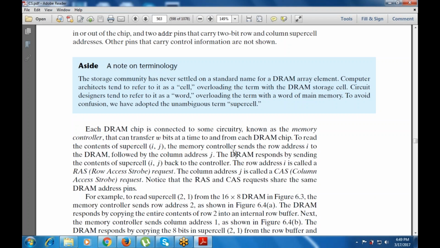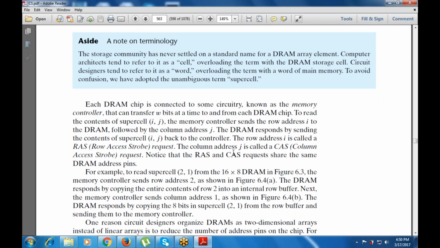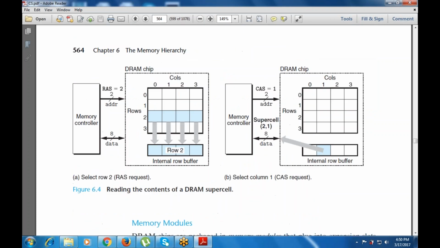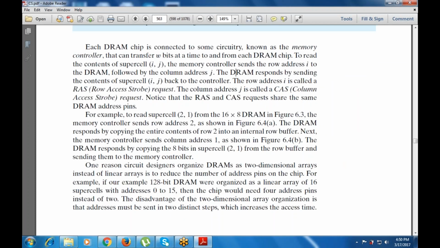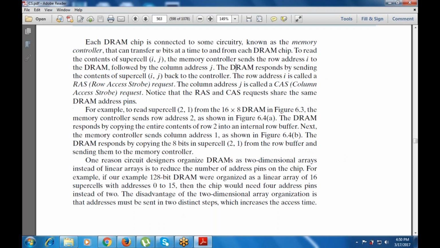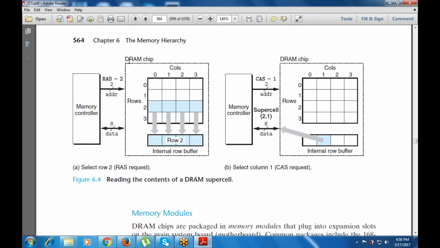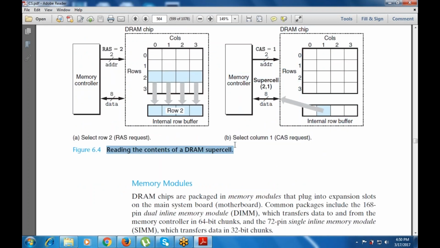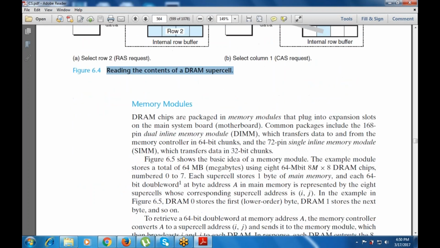To read the contents of a supercell, the memory controller sends a row address i to the DRAM, followed by the column address j, which is used with the CAS, column access strobe, request. A two-dimensional array is used instead of a linear array to reduce the number of address pins on the chip. This is the DRAM chip, and this is reading the contents of a DRAM supercell.